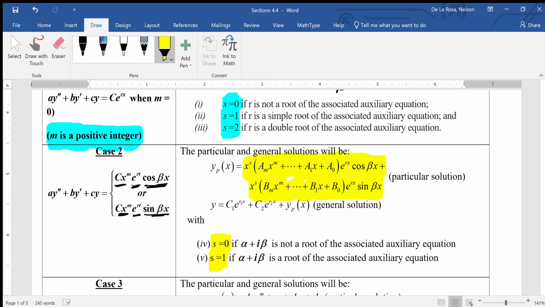If alpha plus i beta is not a root associated to the auxiliary equation, then s would be 0. And s is 1 if alpha plus i beta is a root of the associated auxiliary equation.